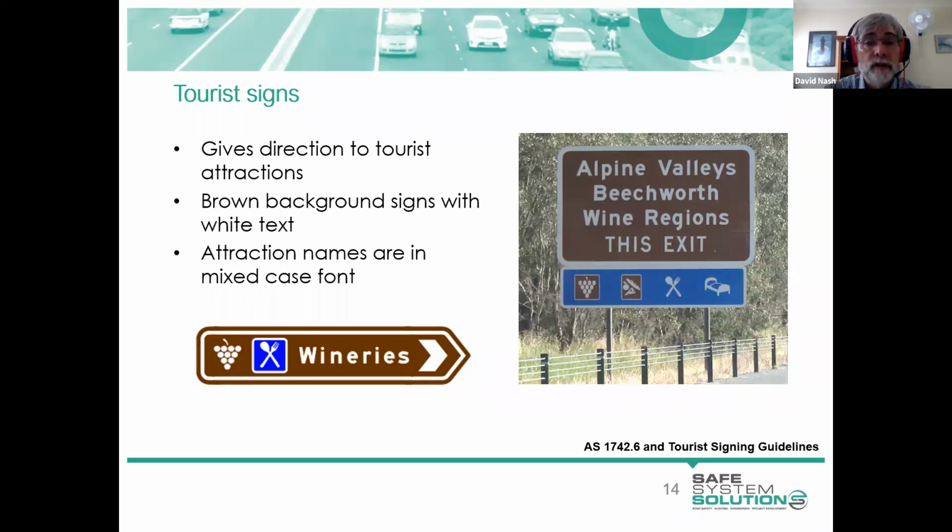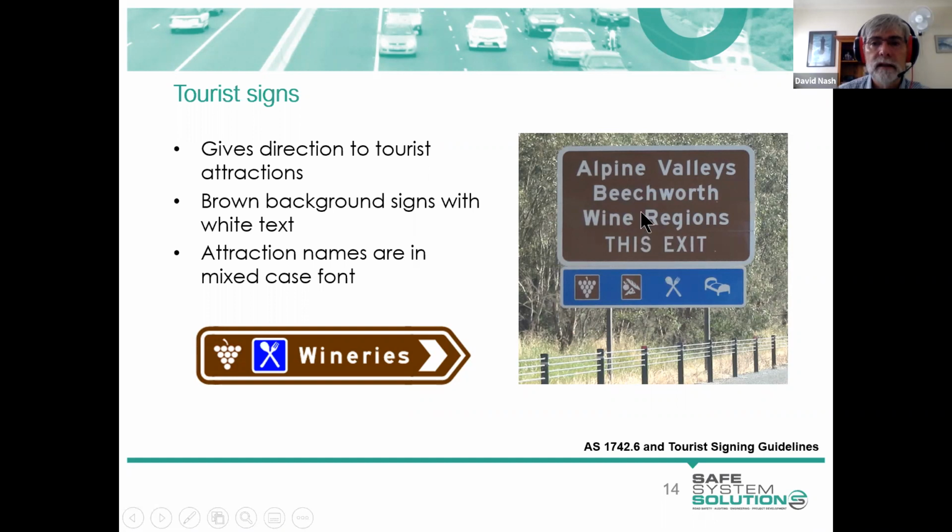They give directions for tourist attractions. They're on a brown background, and they use mixed case fonts, in other words, lowercase letters with an uppercase first letter. And we mention that because that actually is contrary to the Australian Standard. In Victoria, we're using mixed case, whereas the Australian Standard actually says uppercase. And South Australia, for instance, they didn't want to change, so the Australian Standard hasn't changed. But that is one area where Victoria departs from the Australian Standard. I'm not quite sure what happens in New South Wales.